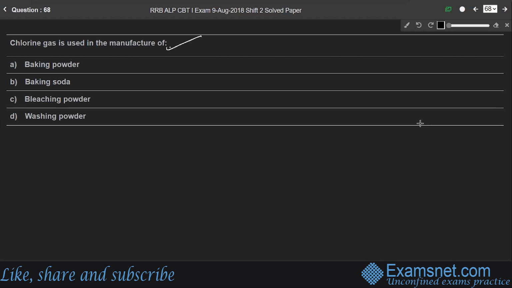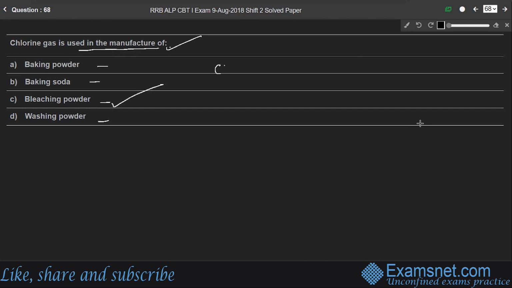Question 68. Chlorine gas is used in the manufacture of baking powder, baking soda, bleaching powder, and washing powder. So chlorine gas is used in the manufacture of bleaching powder. Option C is the right answer. Calcium hypochlorite is called bleaching powder. It is prepared by passing chlorine gas over dry slaked lime, right?